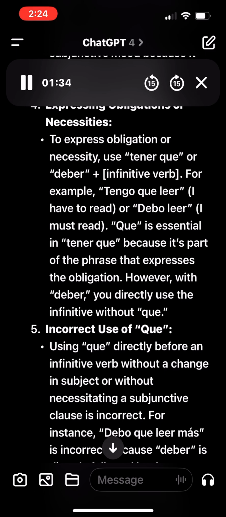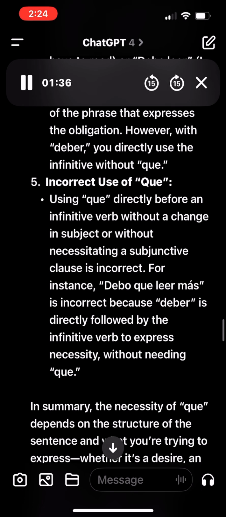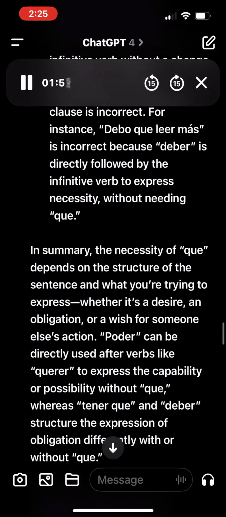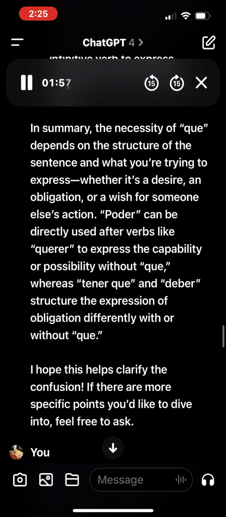5. Incorrect use of que. Using que directly before an infinitive verb without a change in subject or without necessitating a subjunctive clause is incorrect. For instance, debo que leer más is incorrect because deber is directly followed by the infinitive verb to express necessity without needing que. In summary, the necessity of que depends on the structure of the sentence and what you're trying to express, whether it's a desire, an obligation, or a wish for someone else's action.